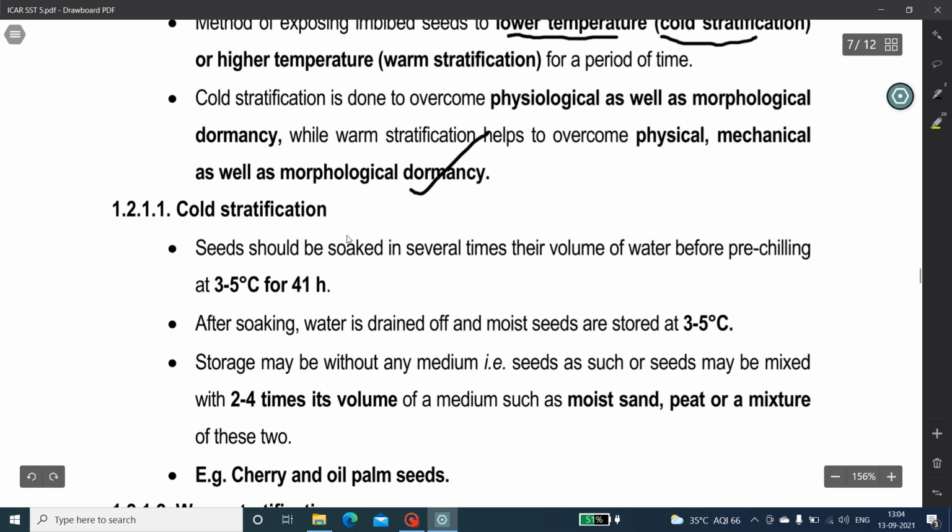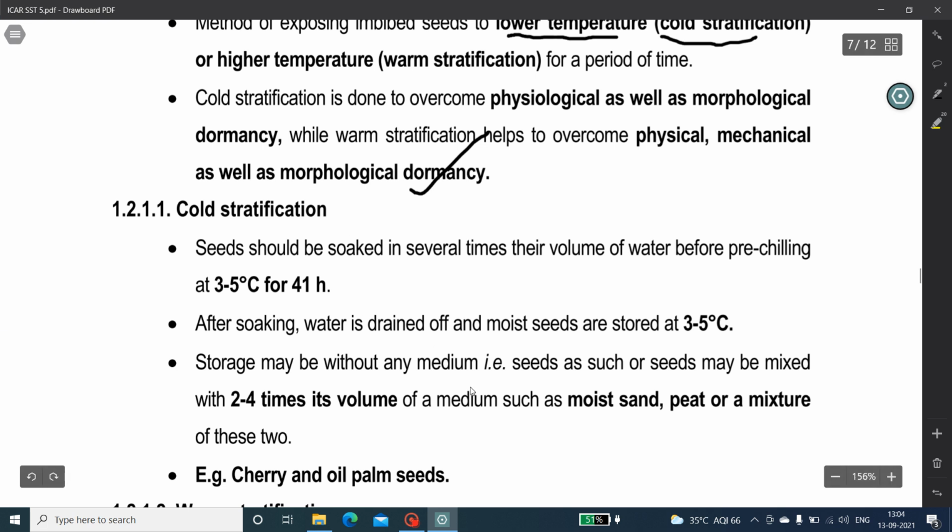First we'll see cold stratification. Here the seeds should be soaked in several times their volume of water before pre-chilling at 3 to 5 degrees Celsius for 48 hours or 41 hours. After soaking, the water is drained off and the moist seeds are stored at 3 to 5 degrees Celsius for the period appropriate to each species.